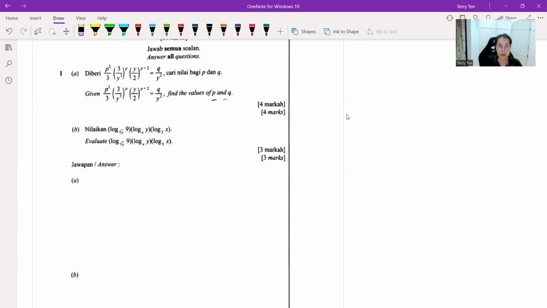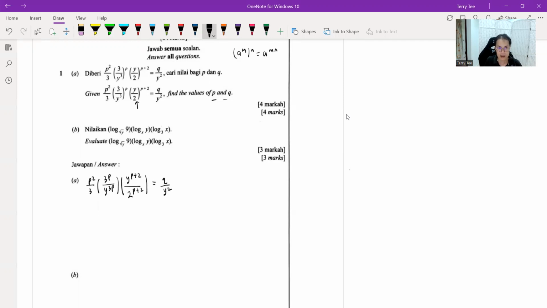Okay, we can just write this P squared over 3. Don't do anything with this first. This 3 over Y cubed, you must power P. Remember, A power M, when you power N, you get A power M times N. So in this case, we have 3 power P, and your Y power 3, you must times P. Then for your second term, Y over 2 power P plus 2, we power them one by one: Y power P plus 2, divided by 2 power P plus 2. Now this is Q over Y squared, so I'm just going to keep my Y squared as it is.